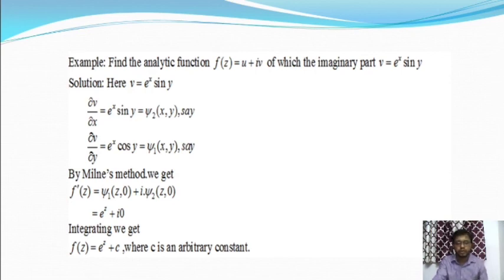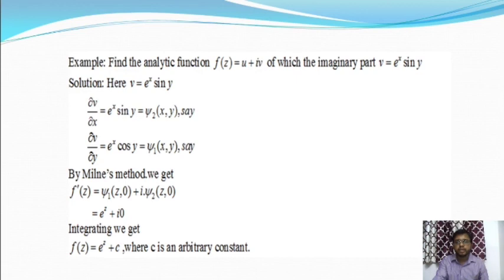Next we are looking for the second problem. If a function is analytic, find the analytic function f of z. We will go for the second problem of the Milne-Thomson method. Find the analytic function f of z is equal to u plus iv, of which the imaginary part v is equal to e to the power x into sine y.